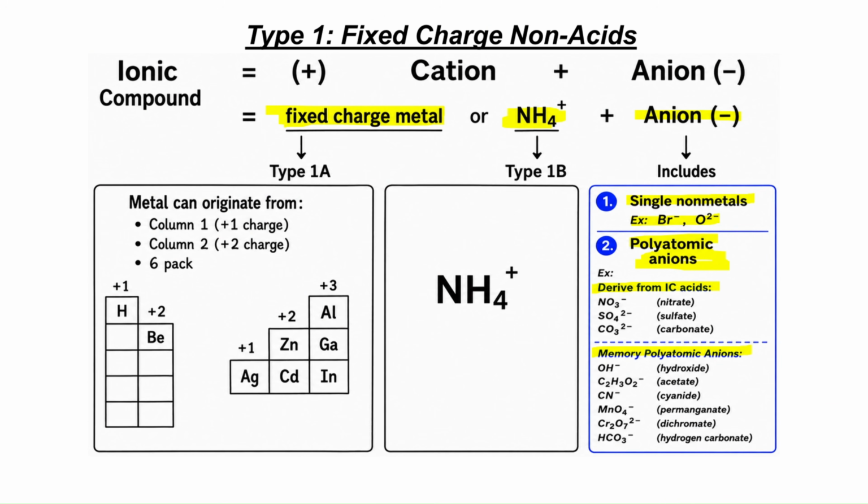Please keep in mind that if you have a fixed charge metal, that fixed charge metal is going to come from one of the following places: column 1, column 2, or the 6-pack.